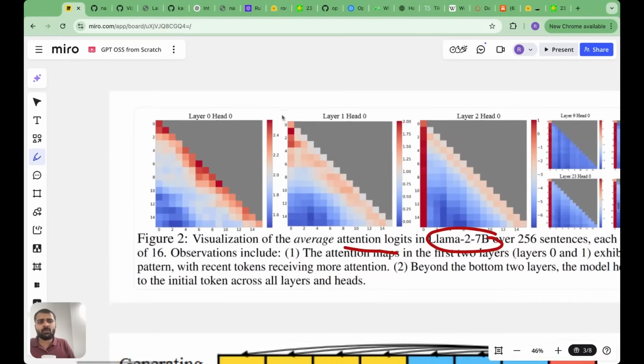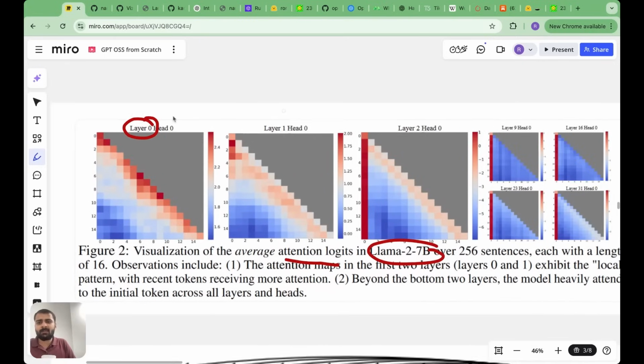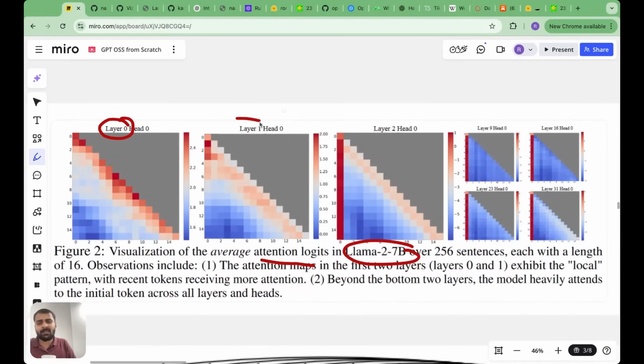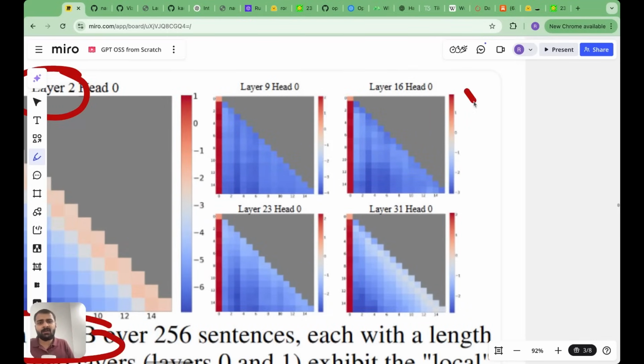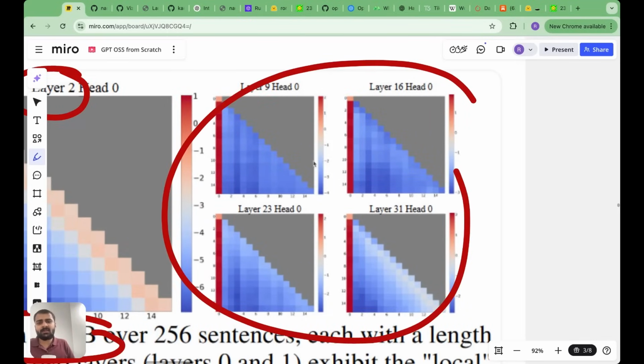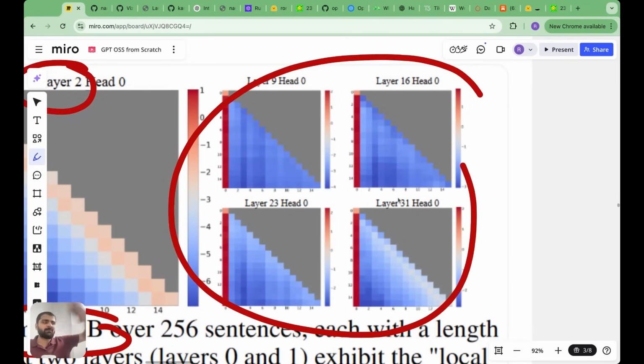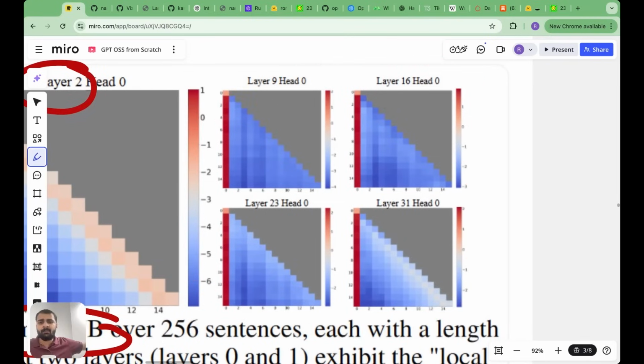So if you look at, they have shown layer number one, which is the first transformer block, layer zero, then the second transformer block, third transformer block, and here we have 9th, 16th, 23rd and 31st. So transformer blocks which are a lot deeper.